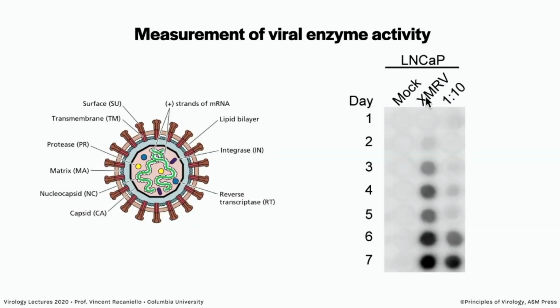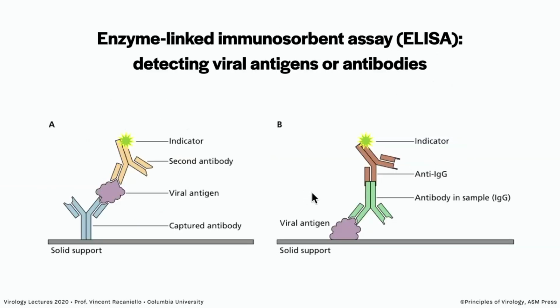And in the middle, they're infected with a retrovirus. You can see as time goes on, we're getting increased incorporation of radioactivity into a product that's stuck on the filter, which means it's a DNA product. And if you make a dilution, you get less product. So we can directly measure enzymes in a variety of viruses as a surrogate, again, for the number of virus particles. We use many different immunological assays to measure either viral proteins or antibodies against them.